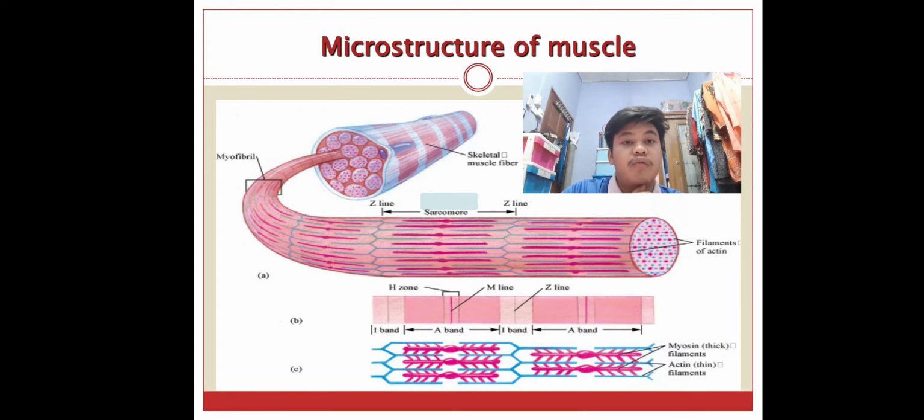The myofibrils are further subdivided into individual segments. The segments are the sarcomeres, where there are light and dark bands and also the Z line. Okay, the sarcolemma is just a cell membrane surrounding the muscle fiber.